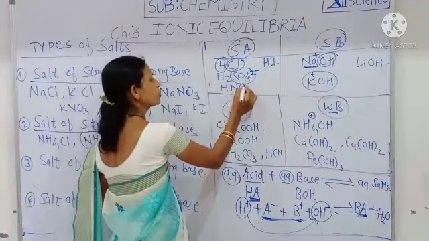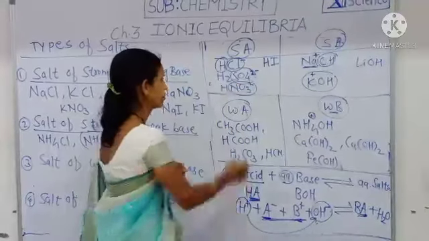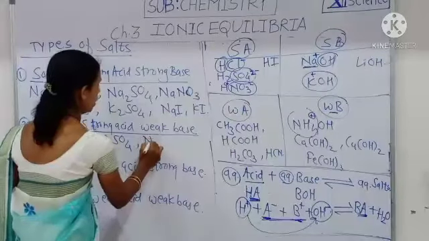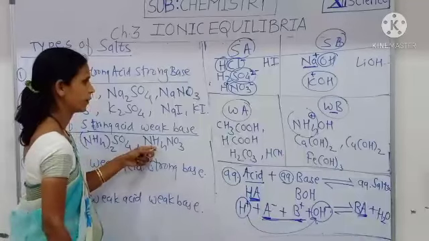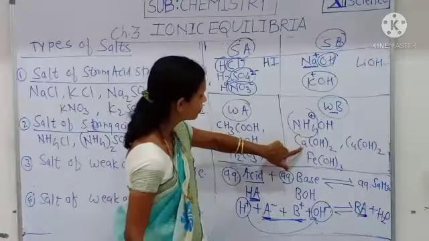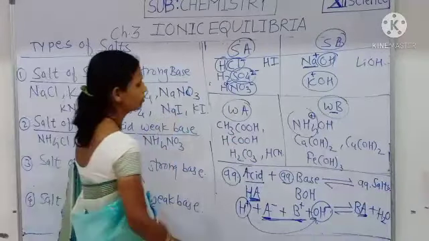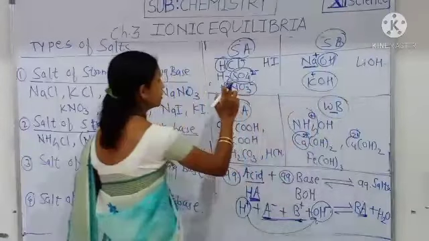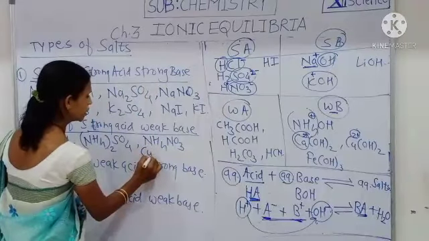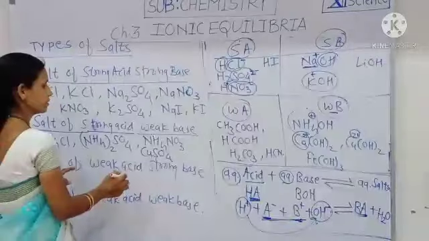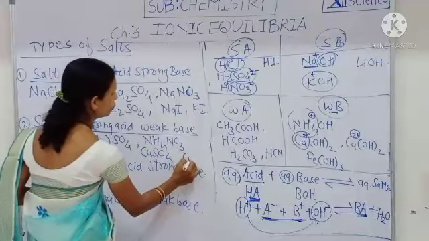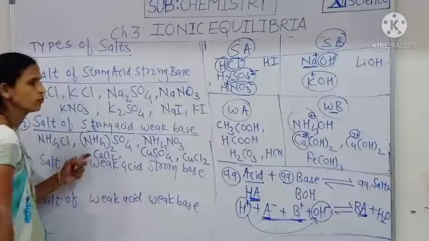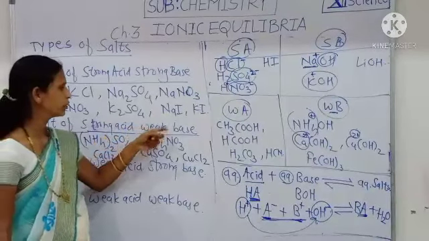Then HNO3, in which NO3 minus ion is there, and in NH4OH, NH4 plus ion, then it forms NH4NO3 salt. Similarly, we can prepare a few more examples of salts of strong acid, weak base. That is, Ca2 plus ion is there, or Cu2 plus ion is there. That Cu2 plus ion and SO4 2 minus ion form CuSO4 salt. That is, CuCl2, CuSO4, CaCl2 are a few examples of salts of strong acid, weak base.